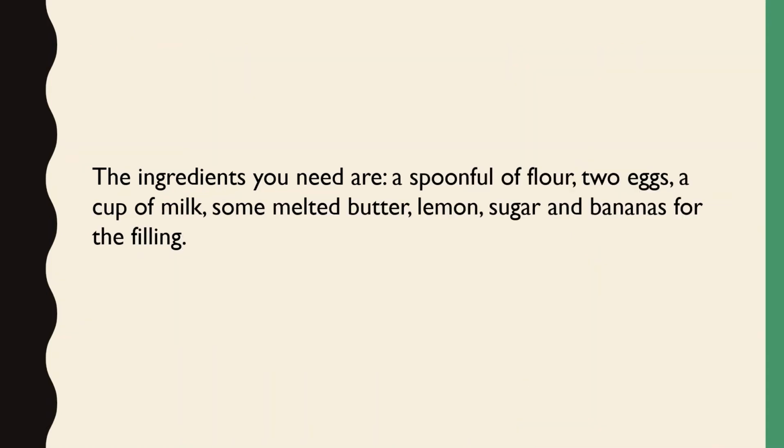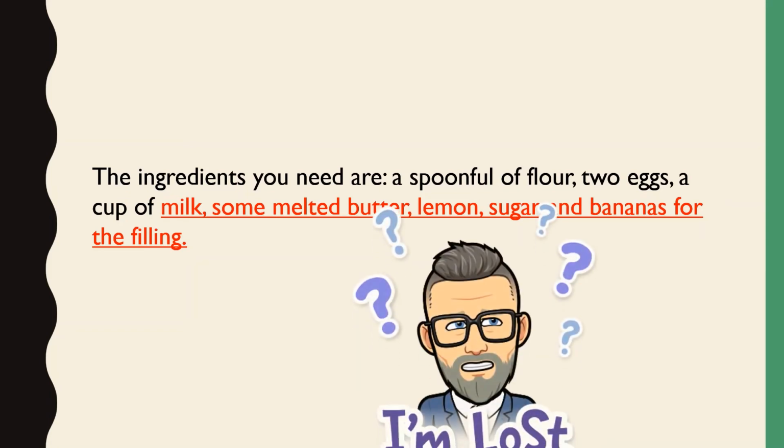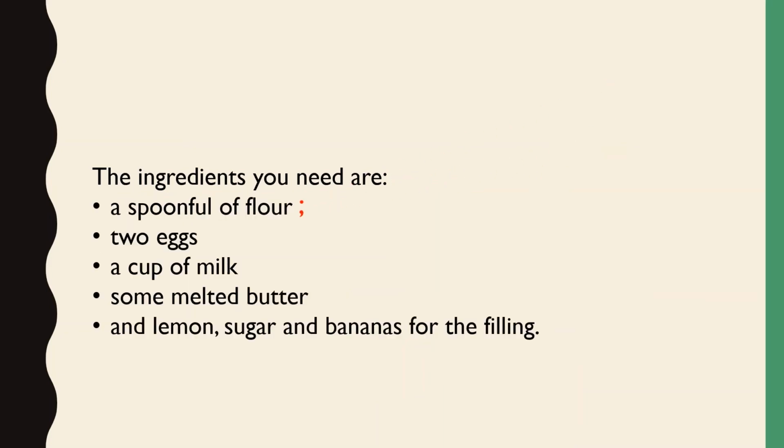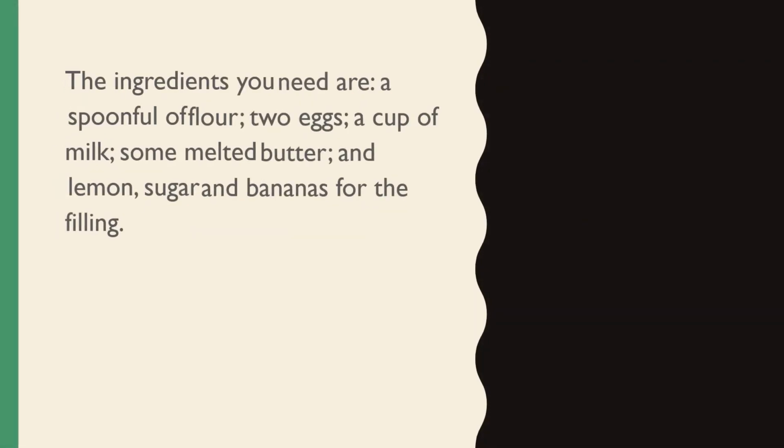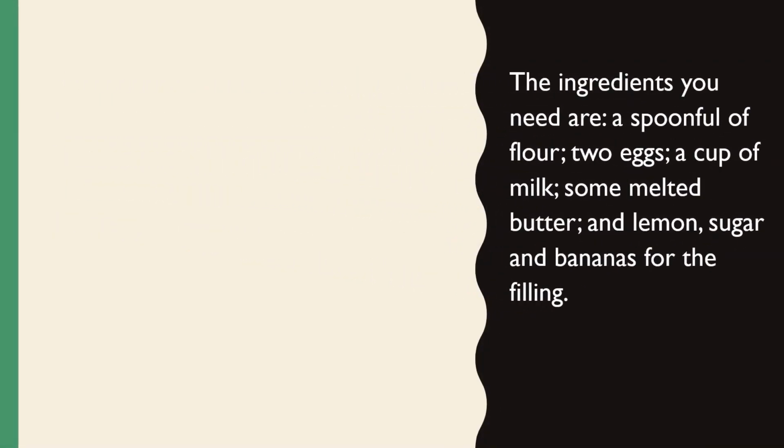Now if we use commas to separate those items in the list, the second part of the sentence becomes very unclear. The reason for this is that commas are already being used, and it becomes very muddled in terms of which ingredients are going into the filling. So this is where our semicolon comes in. And now our sentence reads nicely and clearly.